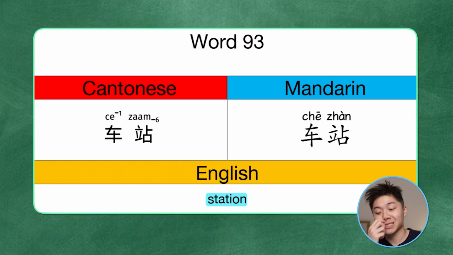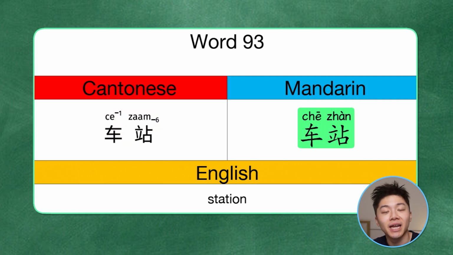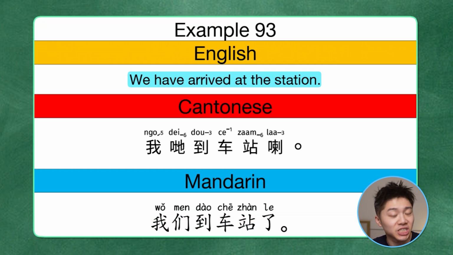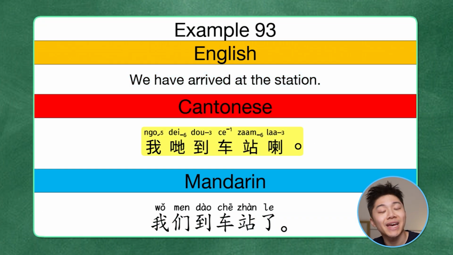Next one, station: bus station, train station, any station. 車站 literally means car stop, like a car stop. In Cantonese, 車站; in Mandarin, 車站. For example, we have arrived at the station. In Cantonese, 我哋到車站啦. In Mandarin, 我們到車站了.